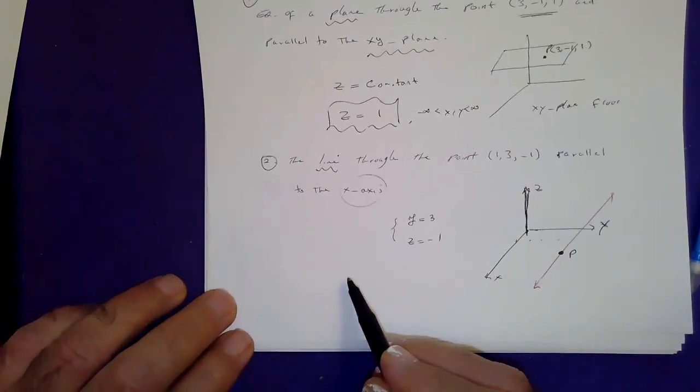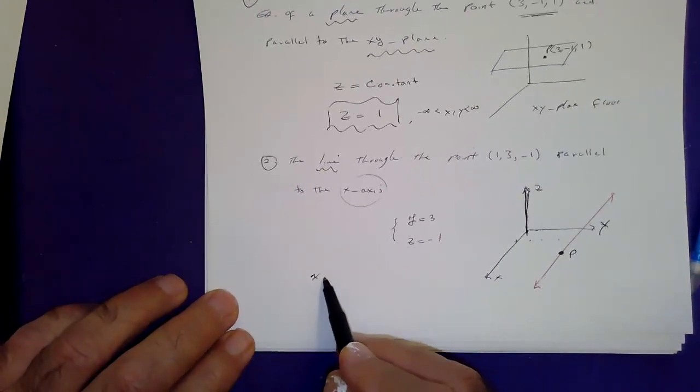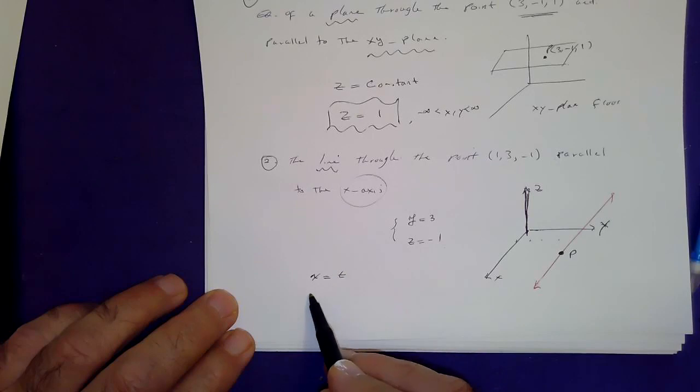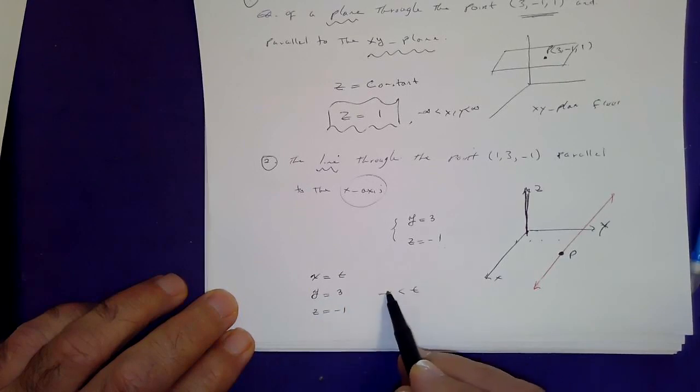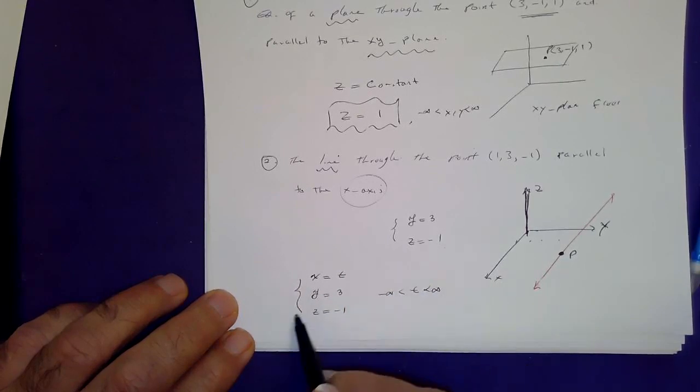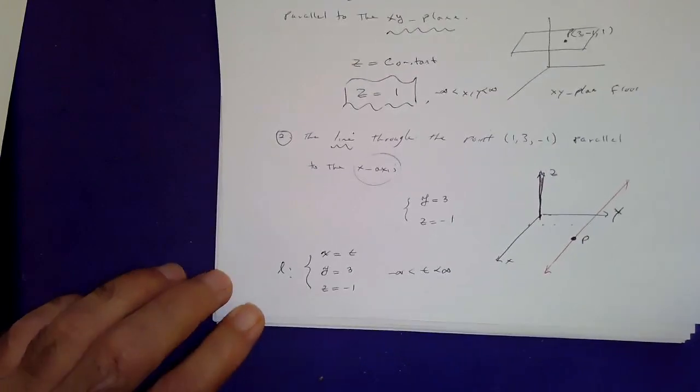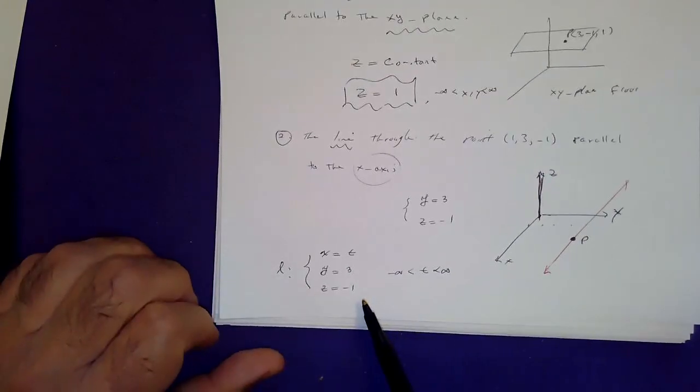In chapter 12.5, we will see the actual equation: x equals t, y equals 3, z equals negative 1, where t goes from negative infinity to infinity. This is called the parametric equation of a line, which we will see in 12.5, so don't panic.